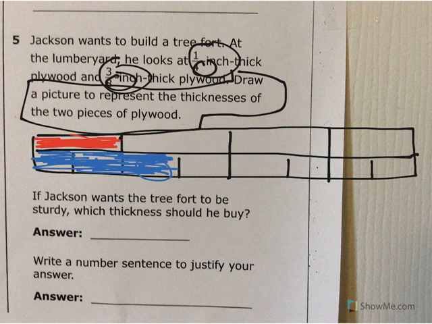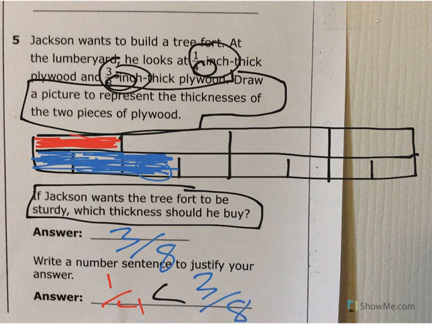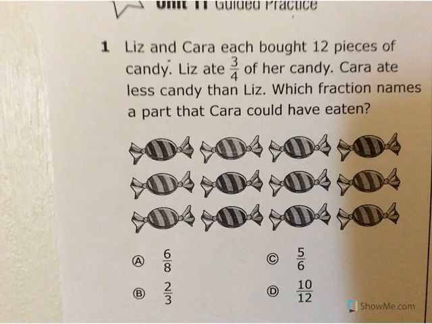Okay, so if Jackson wants the tree fort to be sturdy, which thickness should he buy? So I'm going to box that in. And I'm going to say he's going to buy the 3/8 because it's thicker. Okay, and then we're going to write a number sentence to justify that. And it's going to be that 1/4 is less than 3/8. So 1/4 is less than 3/8.